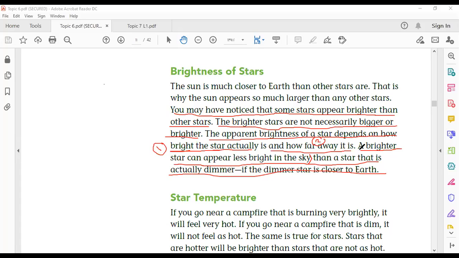Simply put, it's not necessarily so: if you see a star that looks brighter, it doesn't mean that it is actually brighter. It may look brighter because it is closer to Earth. A brighter star can appear less bright in the sky than a star that is actually dimmer if the dimmer star is closer to Earth. Or in an easier way, dimmer stars appear brighter than brighter stars if they are closer to Earth.